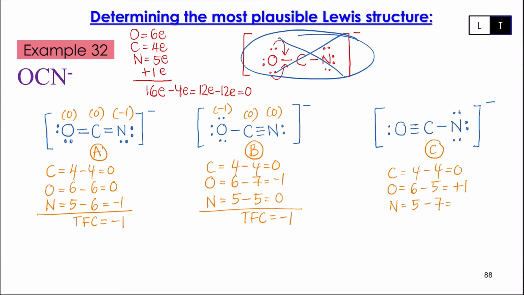And then equals to negative 2. And then the total formal charge adalah negative 1. Dan jangan lupa label. So carbon ada 0, nitrogen ada negative 2 and oxygen ada positive 1. So, bila awak label, awak akan dapat markah. Kalau awak tak label, awak tak dapat markah untuk structure awak dan formal charge.